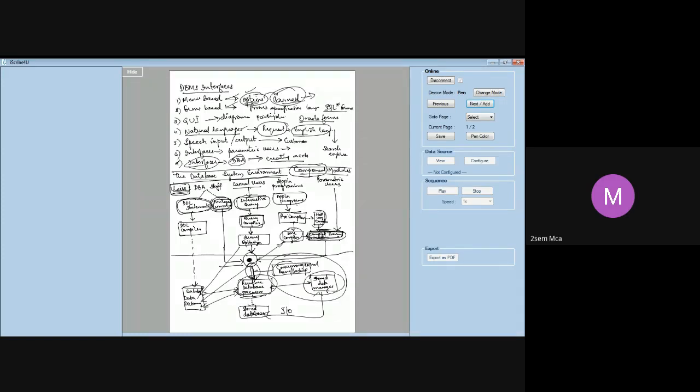Can you send the diagram if possible? Yes, I will be sending. Don't worry, I will send it, Rupak. I will send you the notes of this first module, and along with that, all this will come. Okay, don't worry.